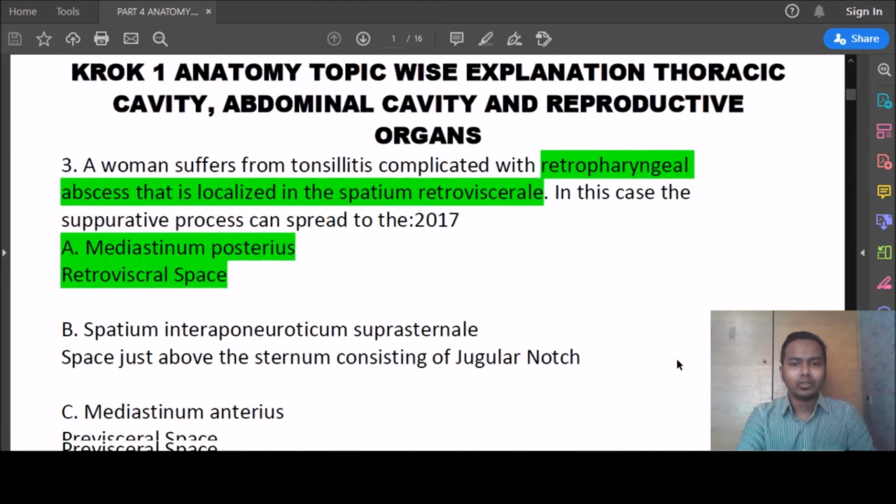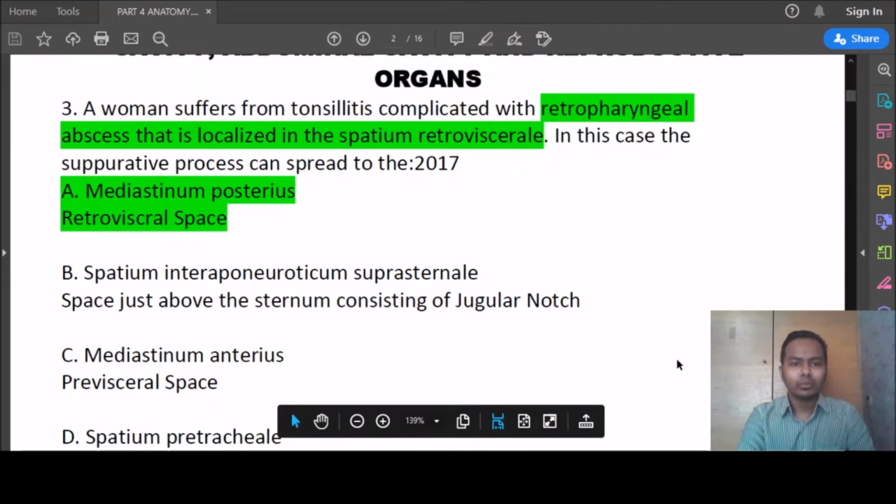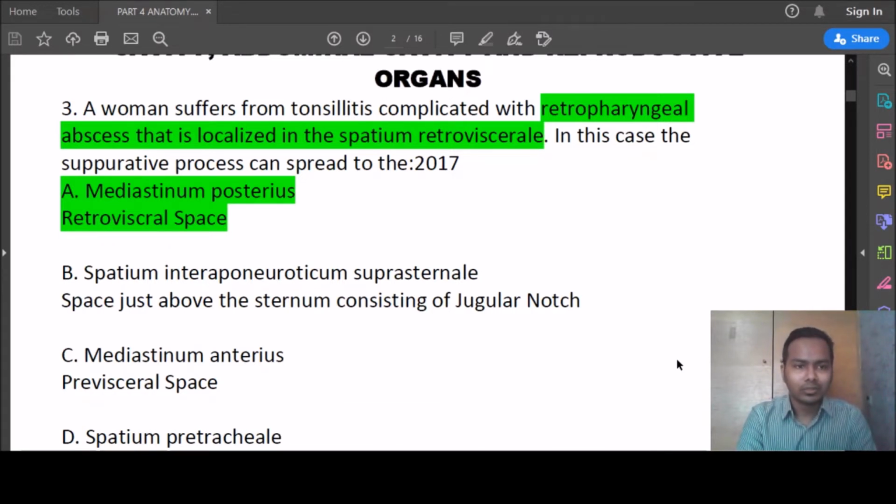So we move on to the third question. A woman suffers from tonsillitis complicated with a retropharyngeal abscess that is localized in the spatium retroviscerale. In this case, the suppurative process can spread to where? The patient has tonsillitis complicated with a retropharyngeal abscess that is localized in the spatium retroviscerale.